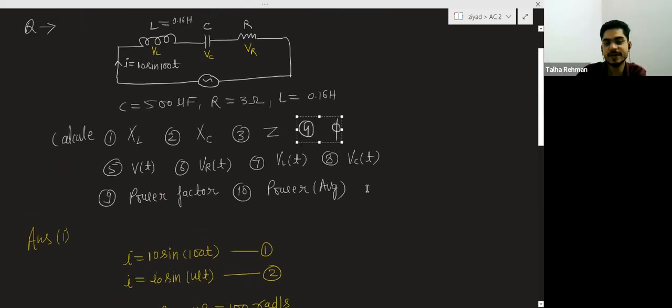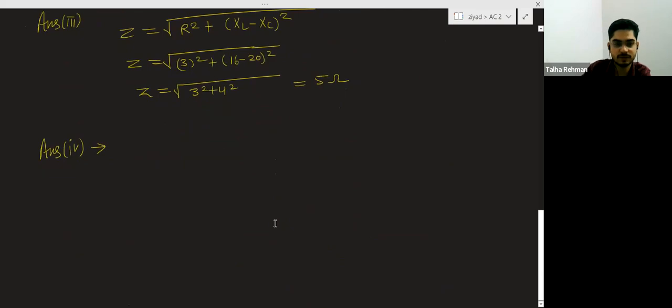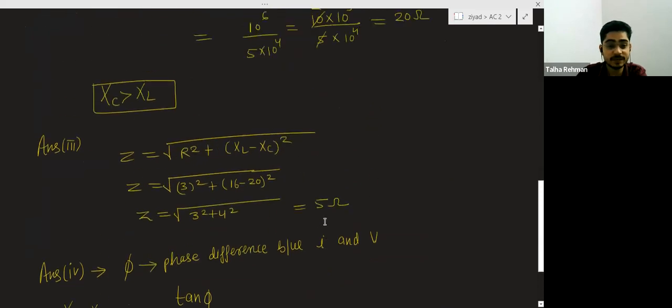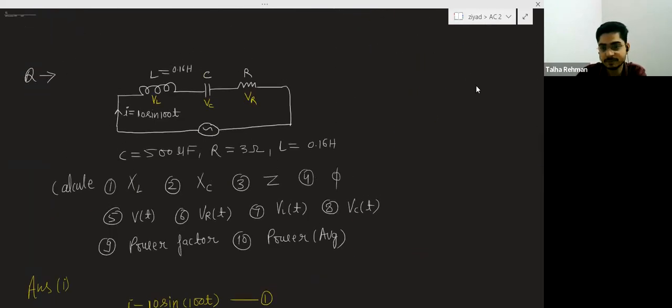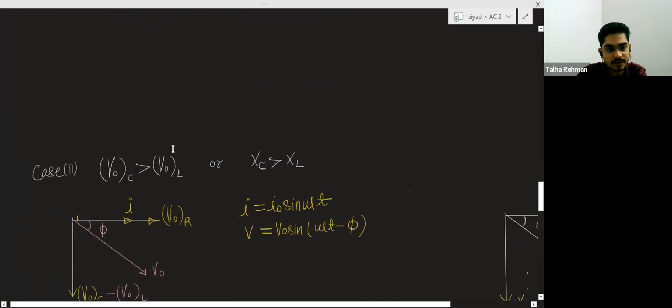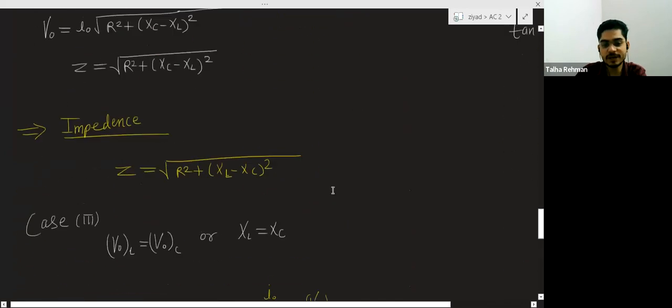Fourth part, they are asking for phi. Phi is the phase difference between the current and the voltage. We know tan phi in the case when XC is greater than XL. See here, tan phi. This is the case when XC is greater than XL. And what is the value of tan phi here?